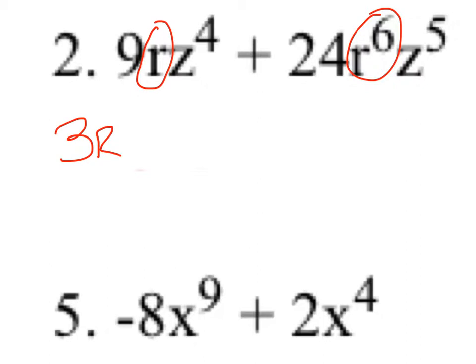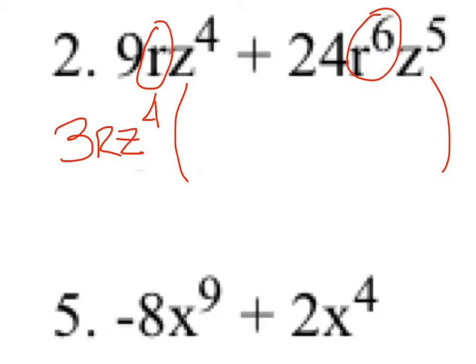What is the highest power of z that I can take out? 4. So I can take out z to the fourth. So now I have to go back and figure out what do I multiply 3rz to the fourth by to get that expression at the top. And you do it one piece at a time.